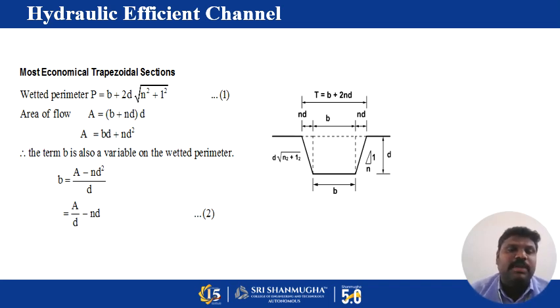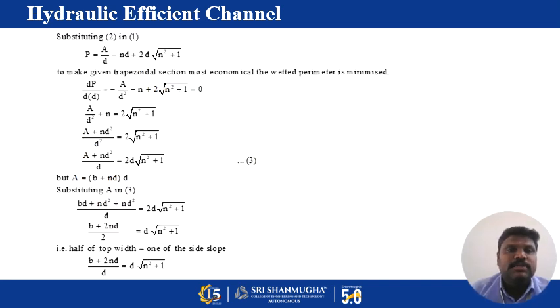So from this, B is equal to A minus nD square by D, so A by D minus nD. This is in terms of B. Substitute the value of B in the perimeter, where P is equal to A by D minus nD plus 2D into square root of 1 plus n square. To make the trapezoidal section most economical, the wetted perimeter is to be minimized. So I am differentiating the perimeter with respect to D. So dP by dD is equal to minus A by D square minus n plus 2 times square root of n square plus 1.